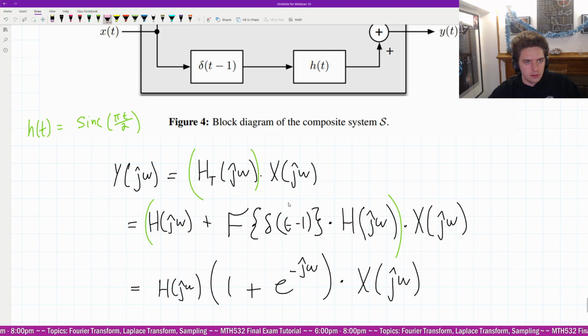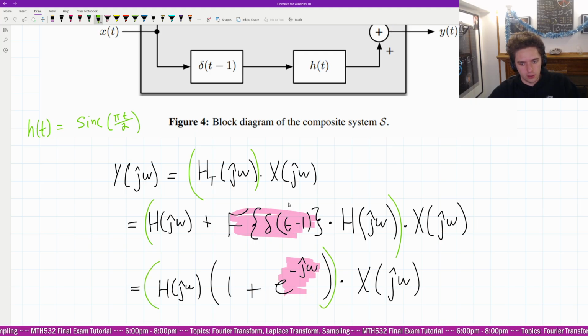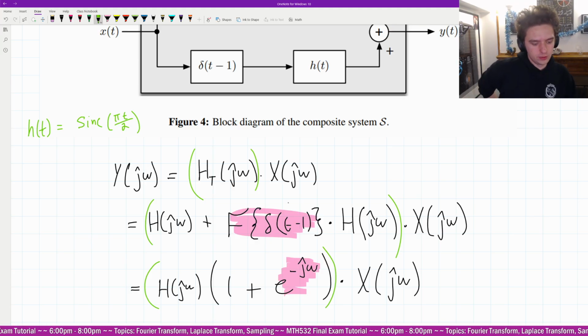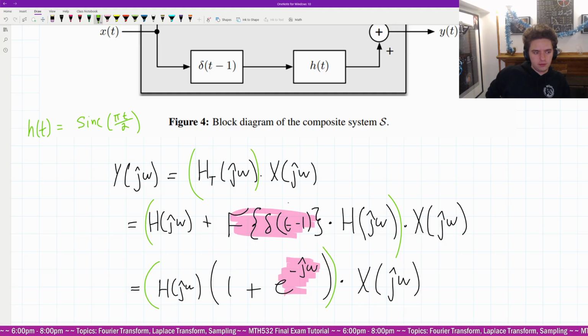So what happened here? This turned into this, and I just factored out H of j omega. Hopefully that makes sense. Any questions? Feel free to let me know.